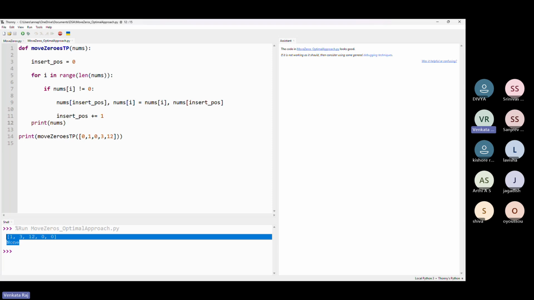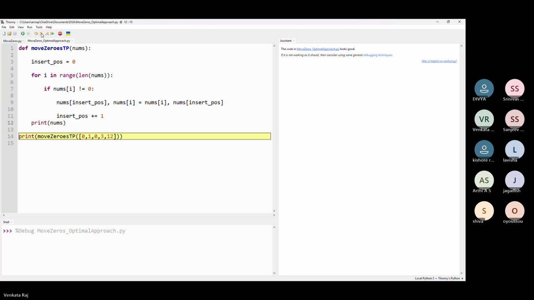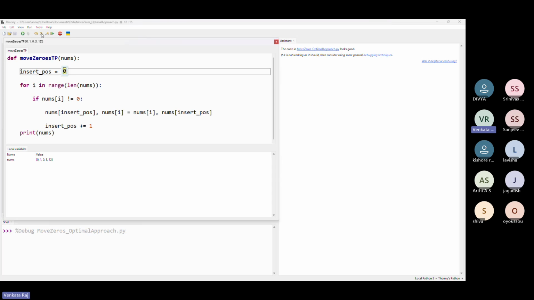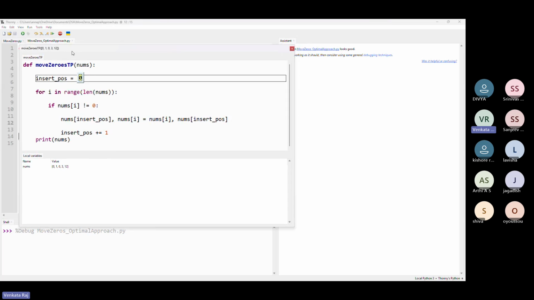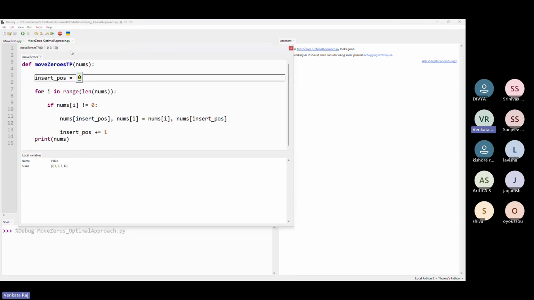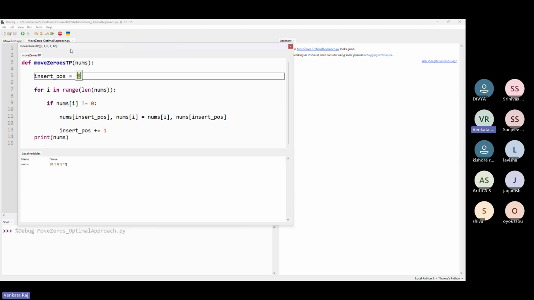Okay, so we got the right answer. Let me go through it. We read through, we got the input. Now our function is called. It is called from the memory.